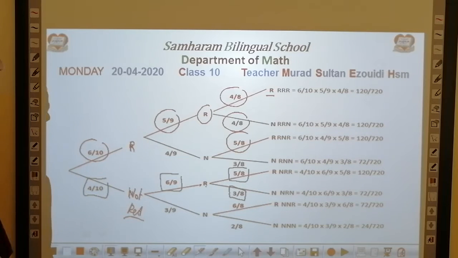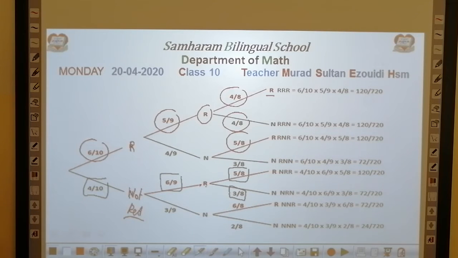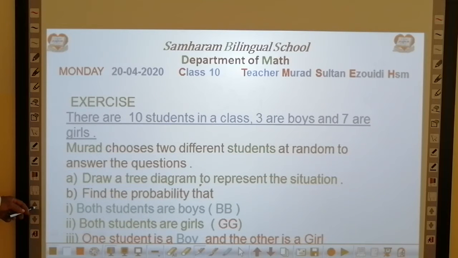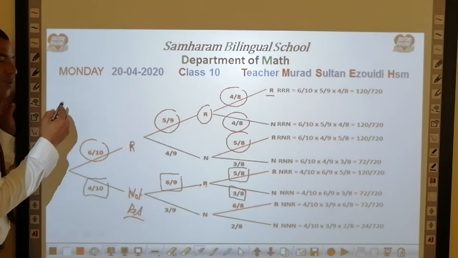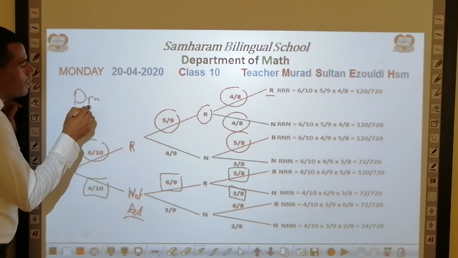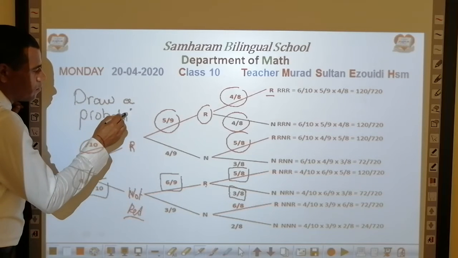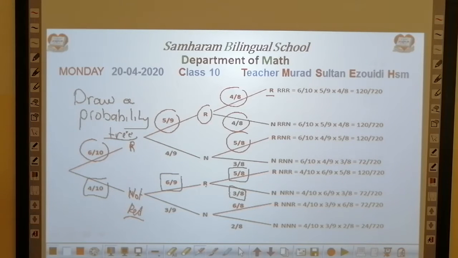Now the question is what, my kids? The only question is: draw a probability tree, or space diagram. Okay, we continue.